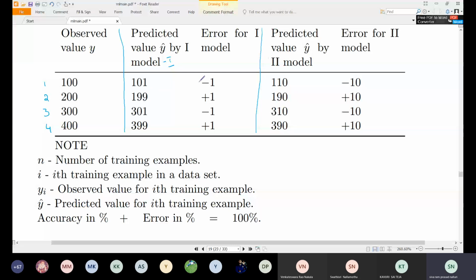Okay. So what is the error in this case? Actual minus predicted. So 100 minus 101. The error is minus 1 for the first example. This is what is known as E1. Error for the second example, E2, is equal to actual 200 minus 199. This is 1. Similarly, for the third example, minus 1, and for the last, plus 1. Okay. So if you calculate the average error for the first model.